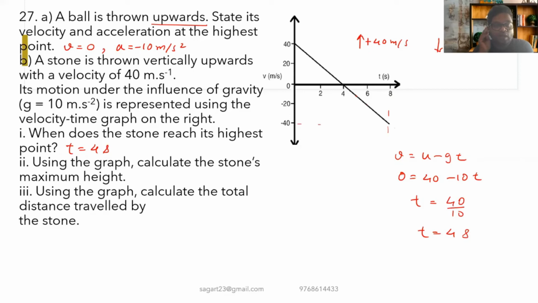Using the graph, calculate the maximum height. So this is velocity, and if you calculate the area, that will give you the displacement, and therefore what I do over here is displacement is half into base into height, that is half into 4 into 40, that will be 80 meters.